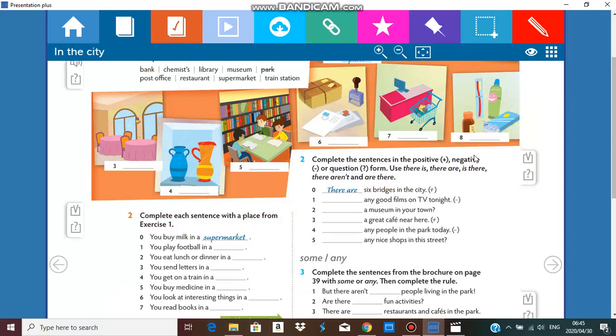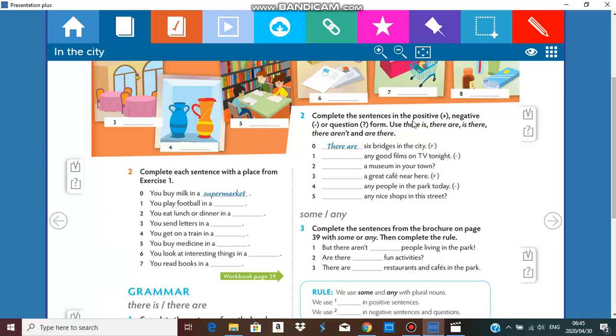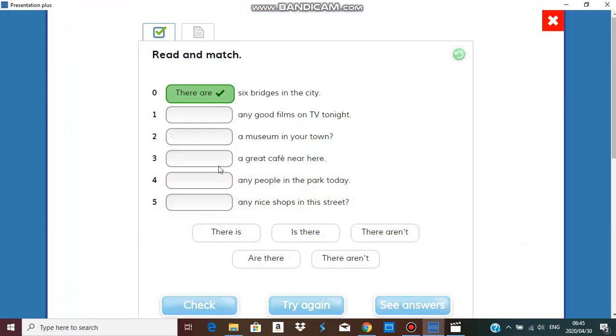For our second activity, we have to complete the sentences in the positive, the negative, or in the question form. Use there is, there are, is there, there aren't, and are there. Okay, so you've got positive, positive, negative, negative. I want you to check for a pattern once we have completed these answers.